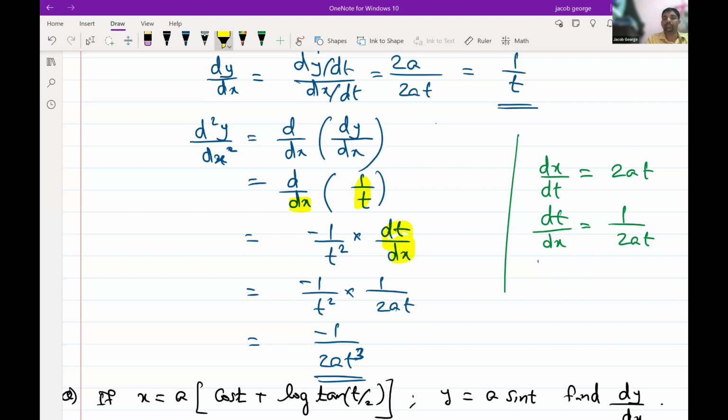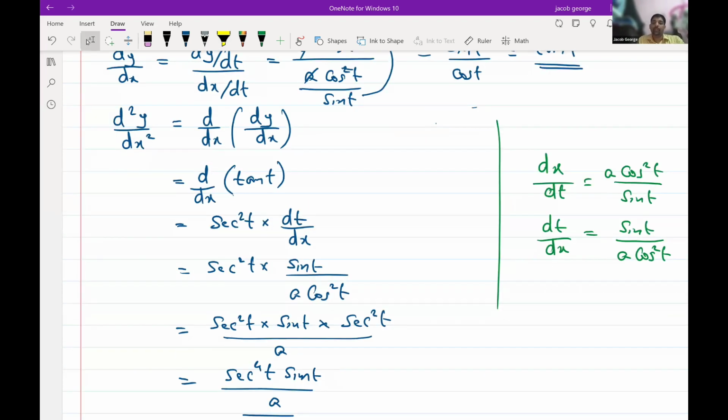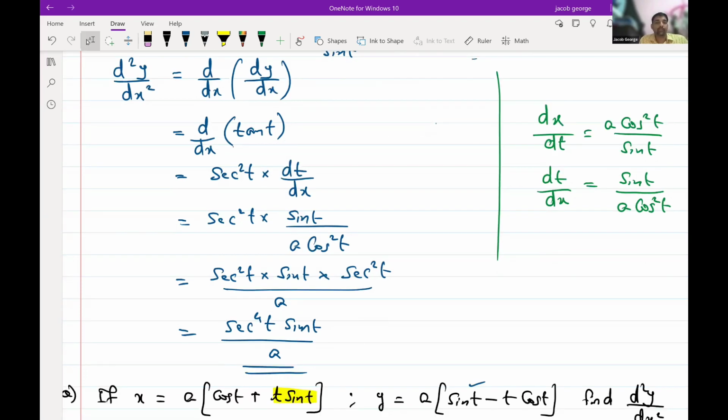Even this question is also the same. Already explained the first derivative, dx by dt like this, and we get a cos t, and dy by dx is tan t. Then look there, d square y by dx square is d by dx of tan t. Derivative of tan t is sec square t into derivative of t with respect to x, dt by dx. Okay, so dt by dx is the reciprocal of dx by dt, sin t by a cos square t, and we will get the answer like this. All of you understood this concept? Clear, right? Yes.